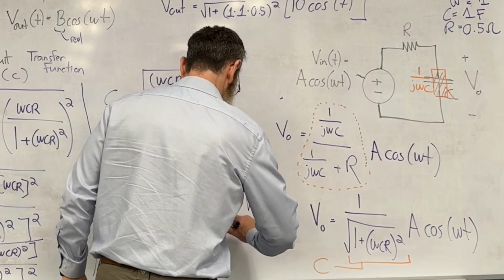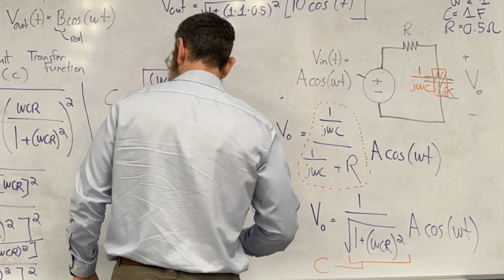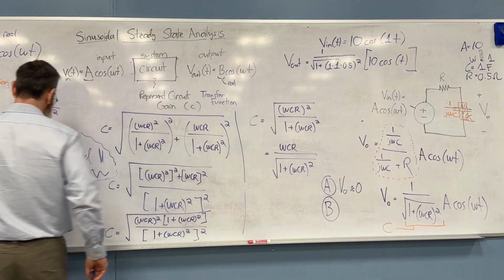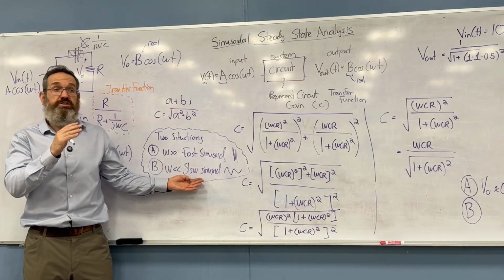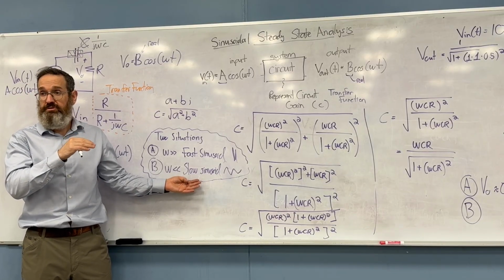However, let's look at situation B. In situation B, we have a very slow sinusoid, which means that W is a very small number, like 0.000001.